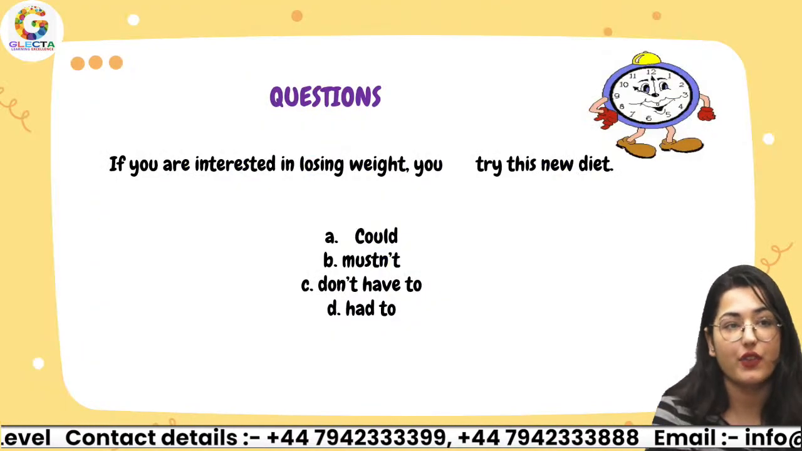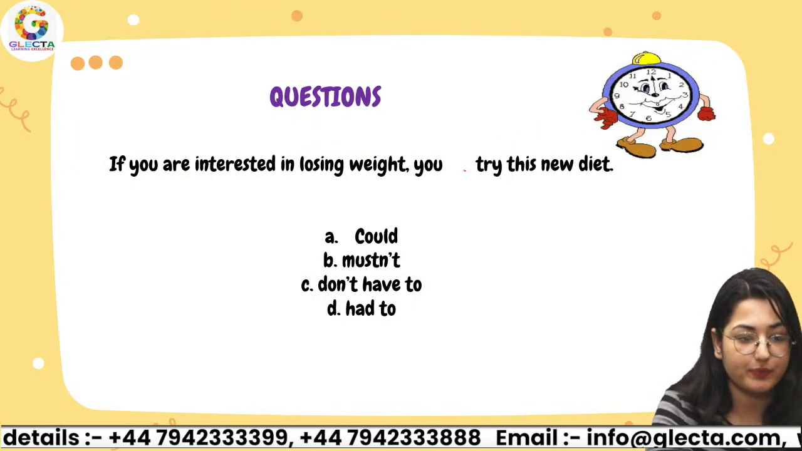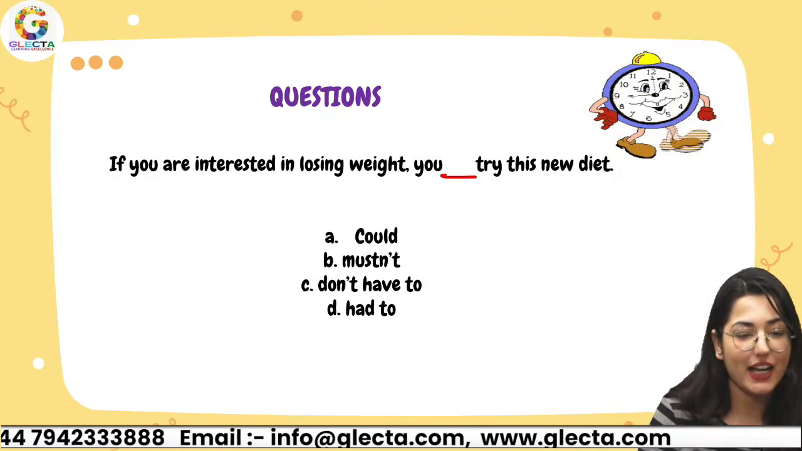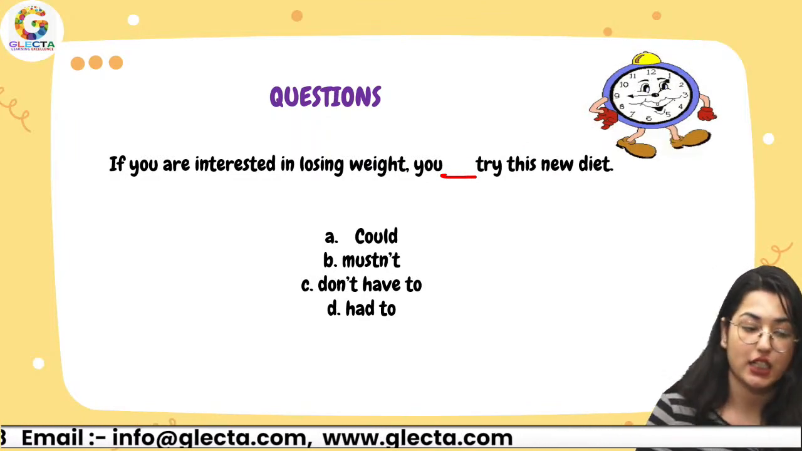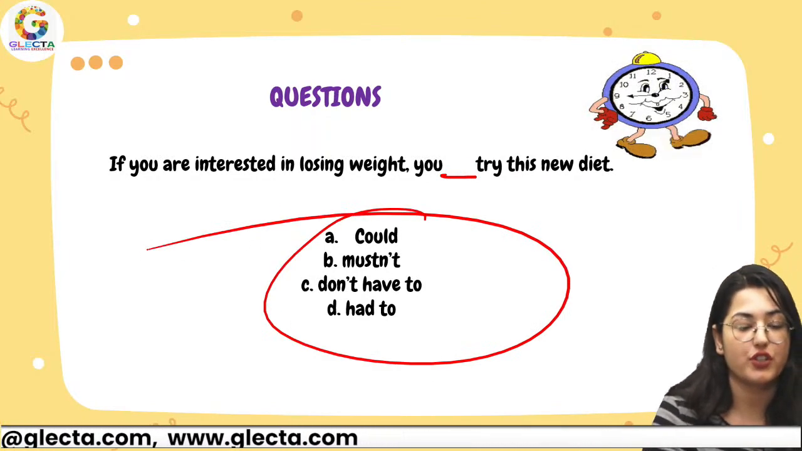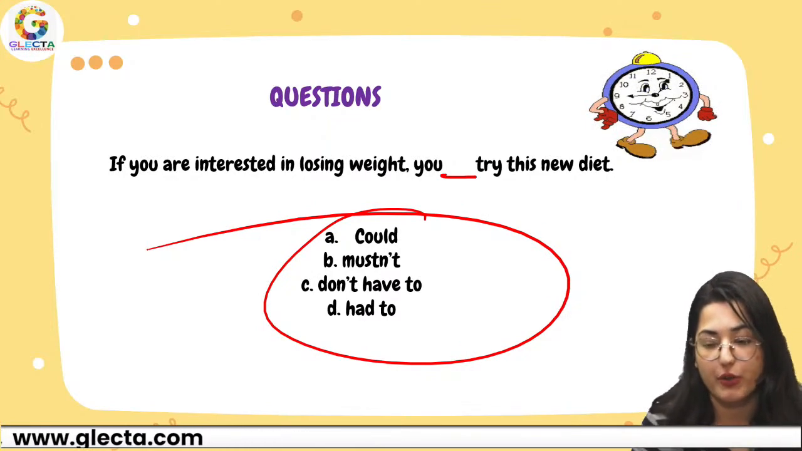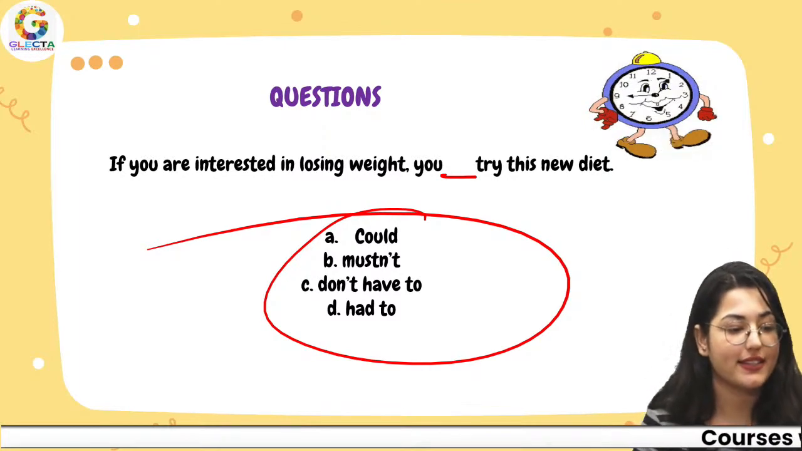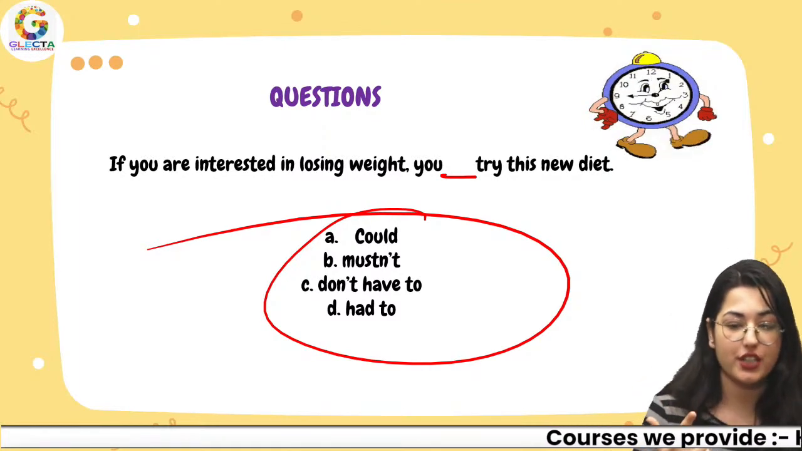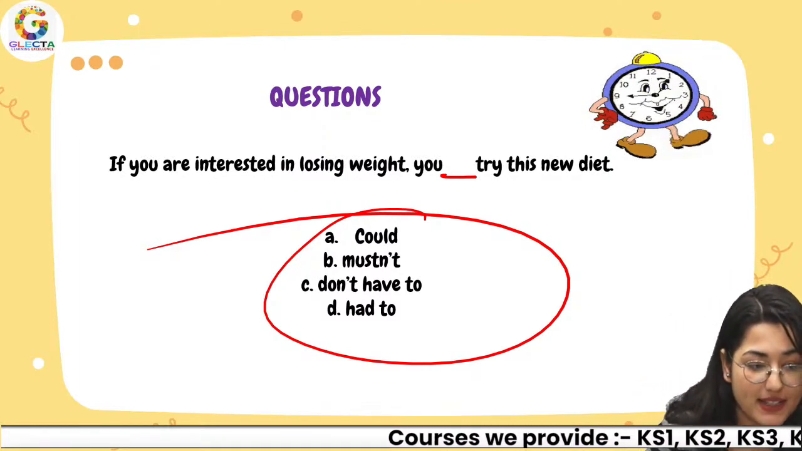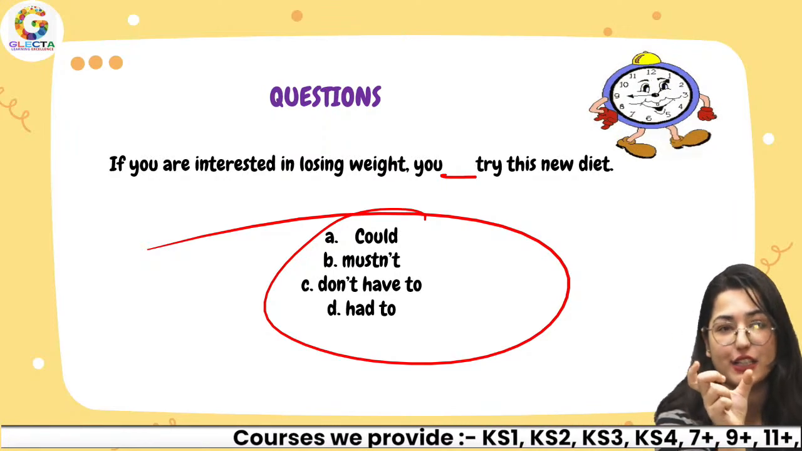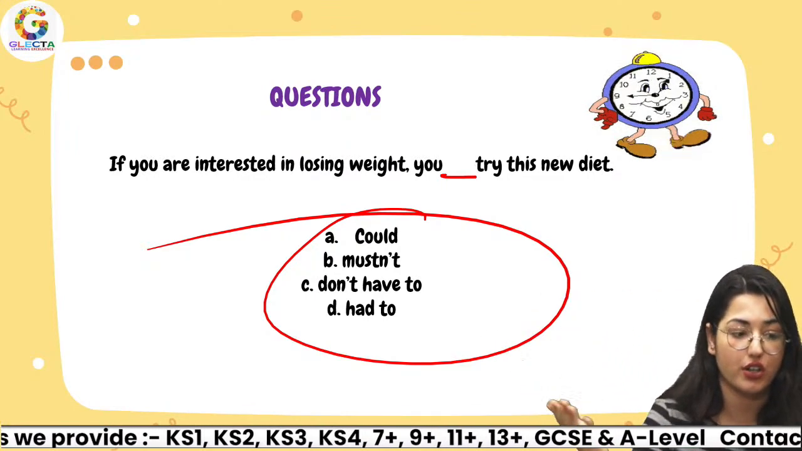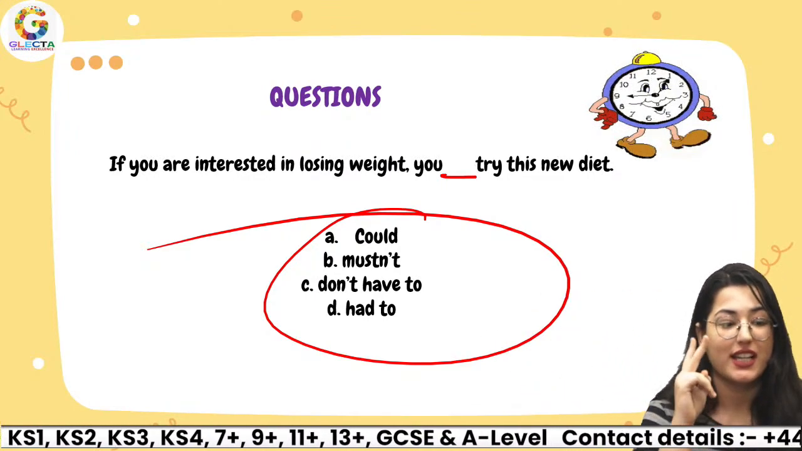Now, the next question time is this. If you are interested in losing weight, you blank try this diet. So these are again four options. You should also love your body. Always love your body. You should be healthy. Option A is could. B, must not. Its contracted form is mustn't. C, don't have to. D, had to.